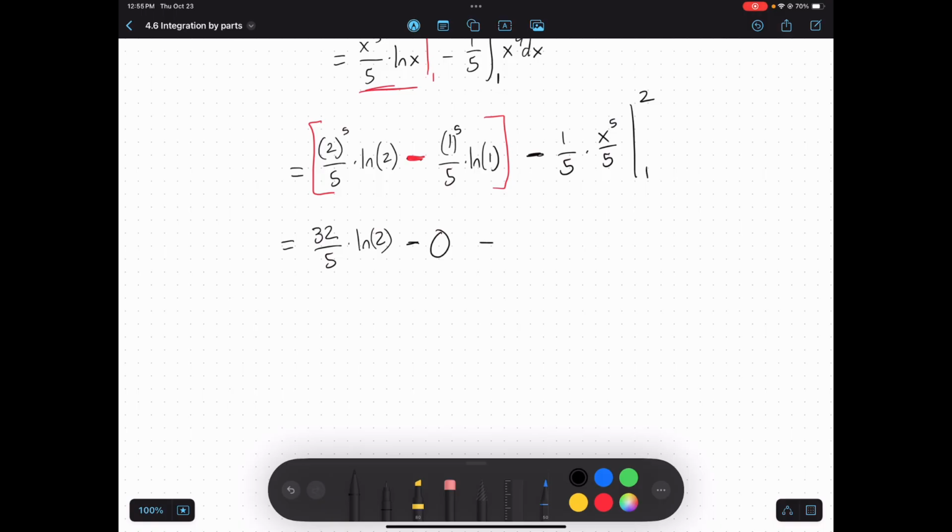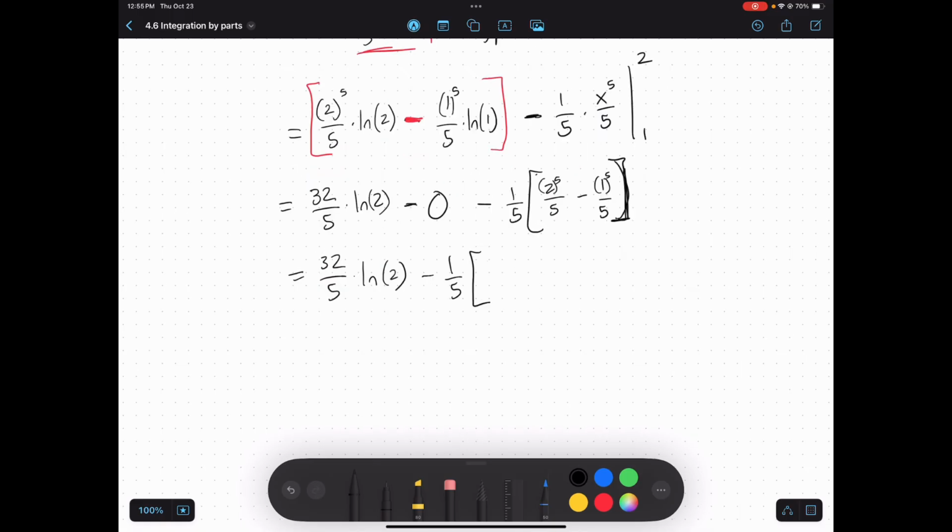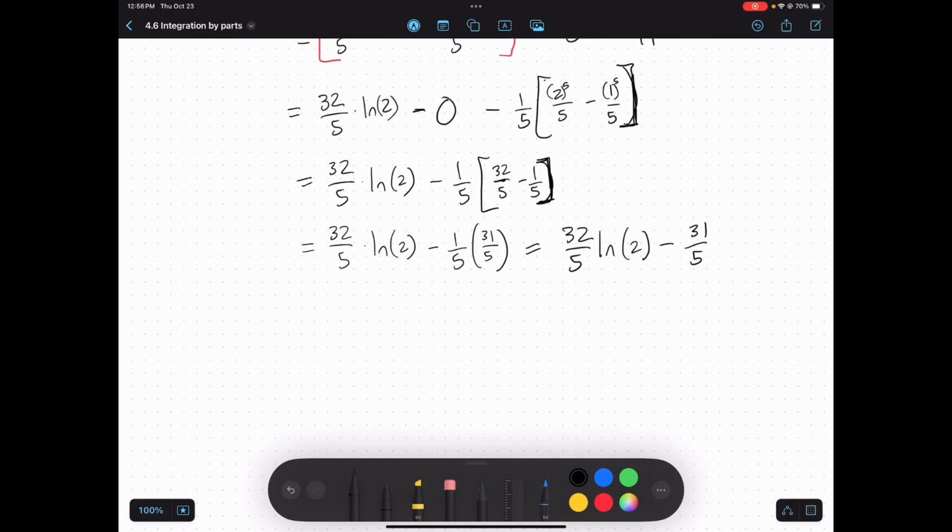Okay, then over here I have minus 1 to the 5th times, and then I'll plug in my upper bound, so 2 to the 5th over 5, minus my lower bound, 1 to the 5th over 5. What does that leave me with? That leaves me with 32 over 5 minus 1 over 5, so that's just 31 over 5. And I end up with 32 over 5 times natural log of 2 minus 31 over 25. And that's how I would do this problem.